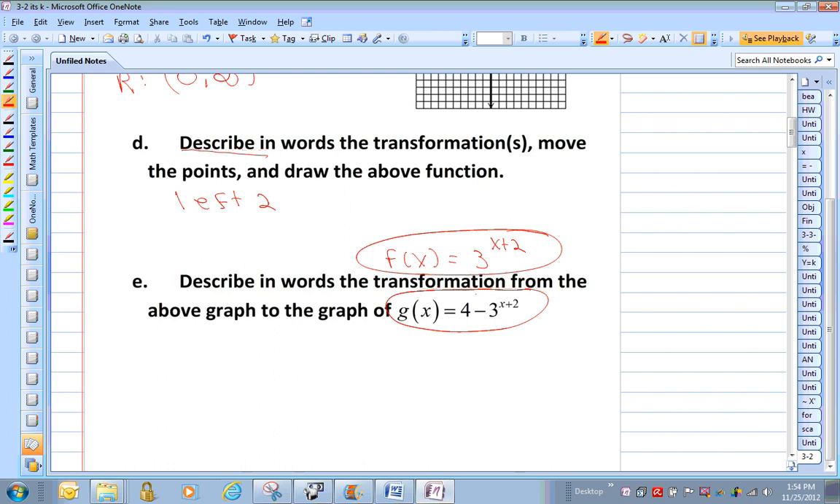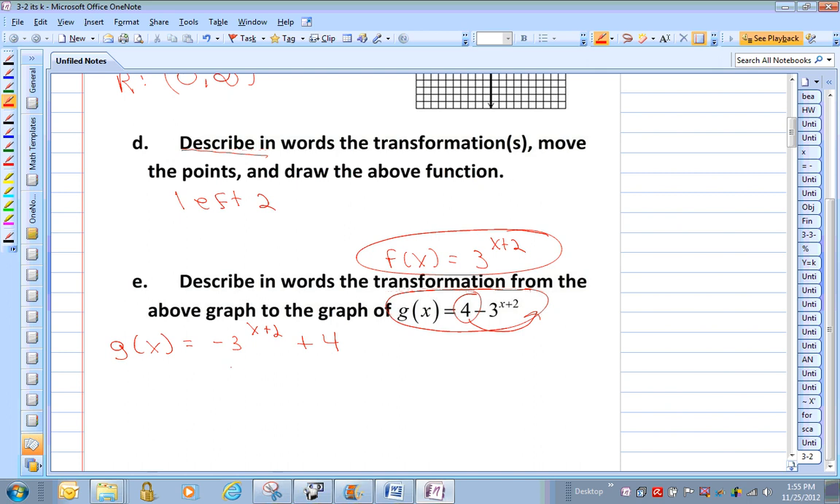This 4 is not with x, so it's a vertical shift. I'm going to move it to the end of my equation. I think it'll look a little clearer to you. If you go g of x equals negative 3x plus 2, and then the 4 is positive, so plus 4. I think you'll see a little bit more what to do.